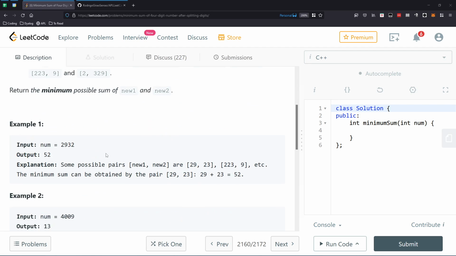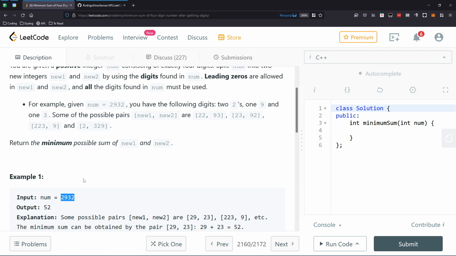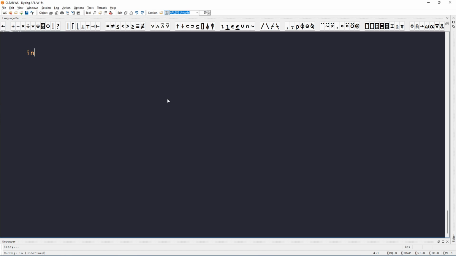Nice. Let's take a test case. I have the dialog here, so there's the input. Now what we're going to do is split the number into its digits. And now we're going to sort the digits in ascending order. And now the final sum is going to be this digit in the tens place and this digit in the units, this digit in the tens place and this digit in the units.